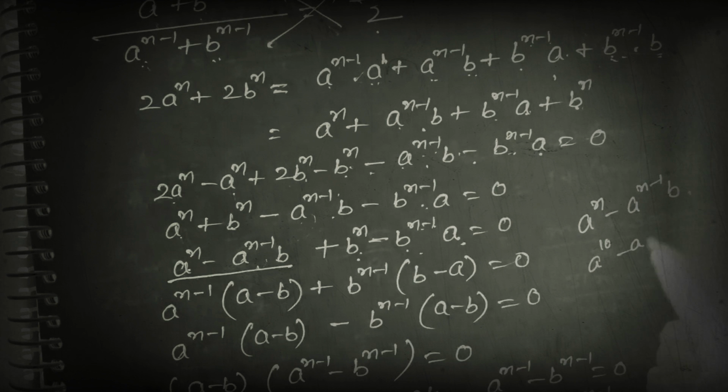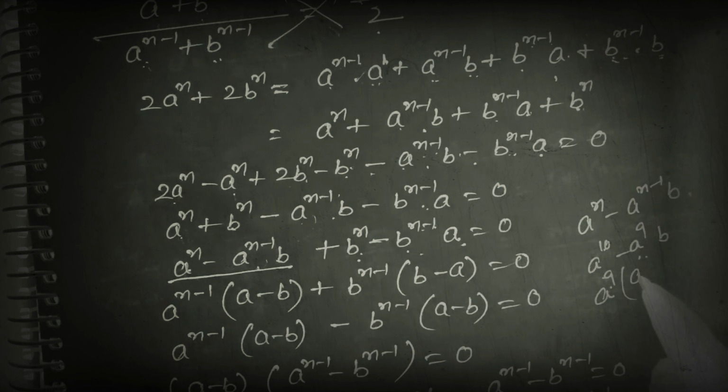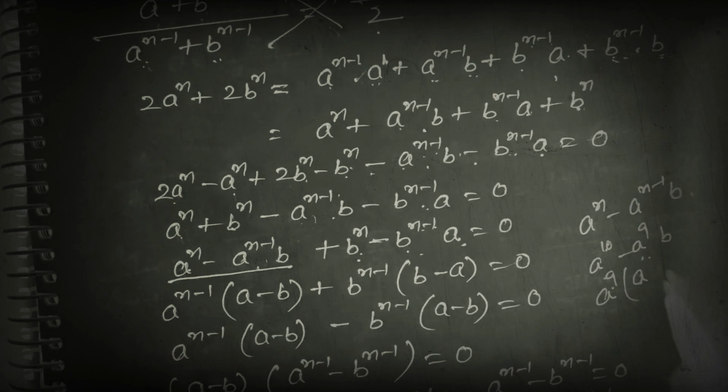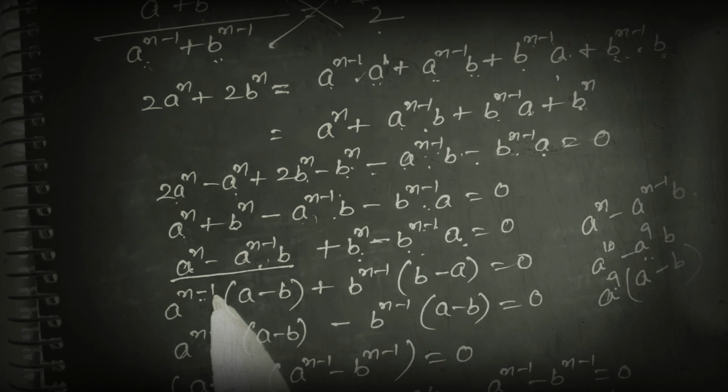N is 10 minus 1, it is 9. So what is common in these two? A raised to power 9. 10 में से 9 बाहर आ गया तो एक सिंगल रह जाएगी, तो a raised to power 1 will be left and here b will be left. Same here, a raised to power n minus 1 is common.